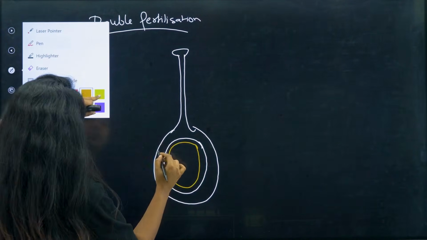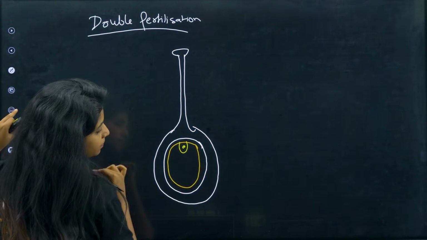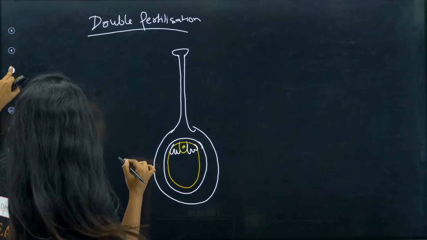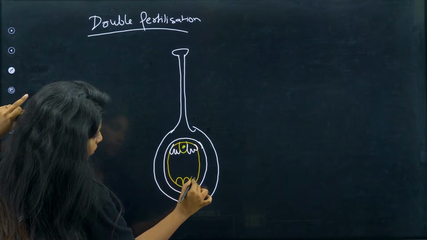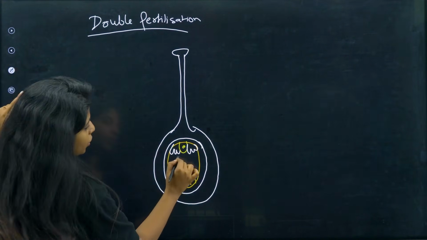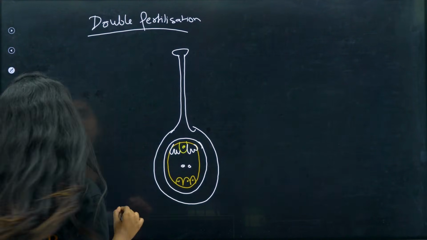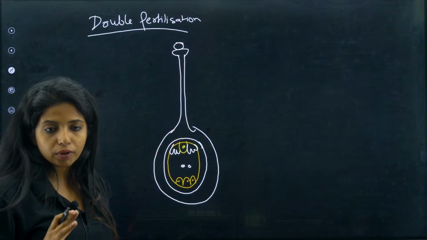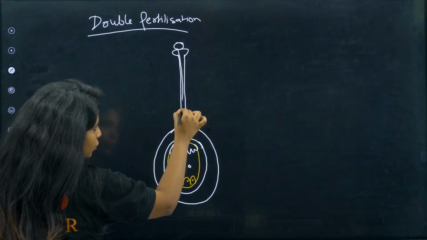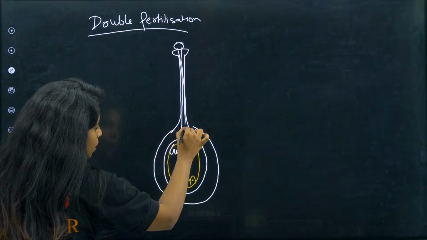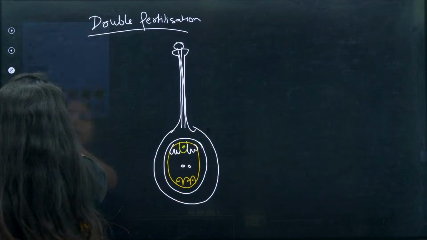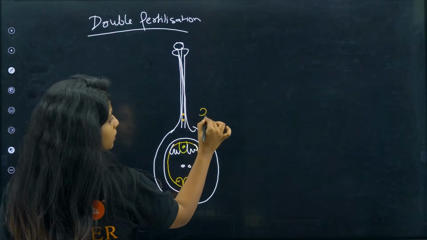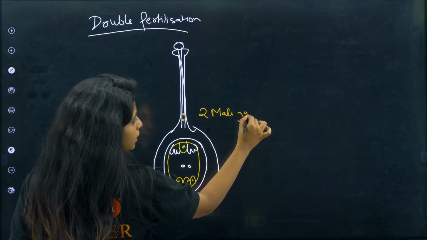In the embryo sac, you have the egg cell. This is the egg. And there are two synergids over here, and there are three antipodal cells over here. And there are two polar nuclei over here. The male gamete will be coming and landing over here, only if the chemical composition and everything is okay. That's when it will be germinating and forming a pollen tube. Now this pollen tube, my dear children, as I told, will always consist of two male gametes. How many? Two male gametes.